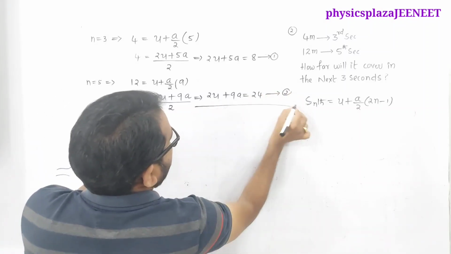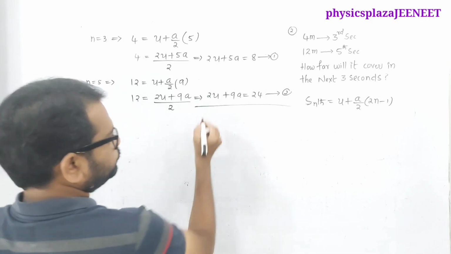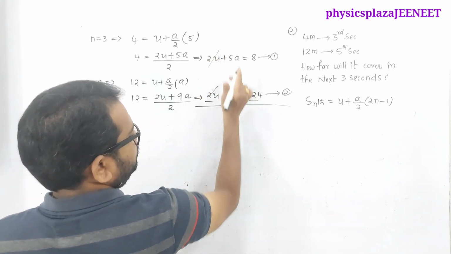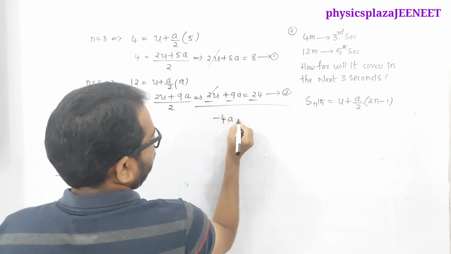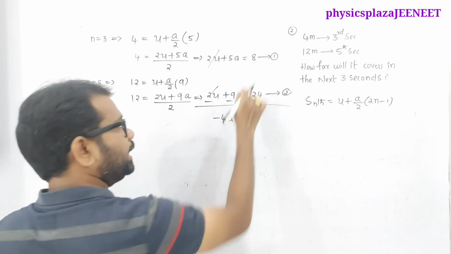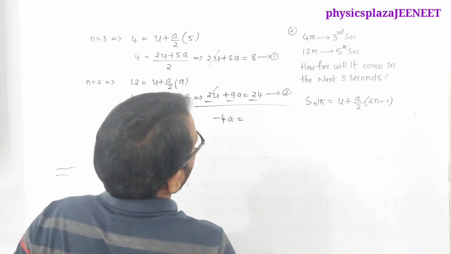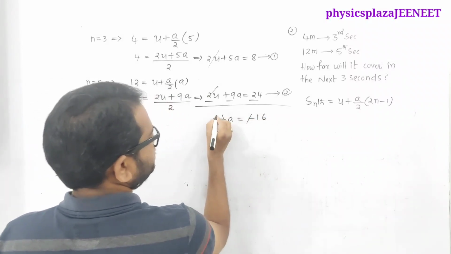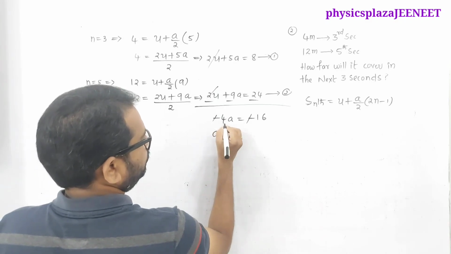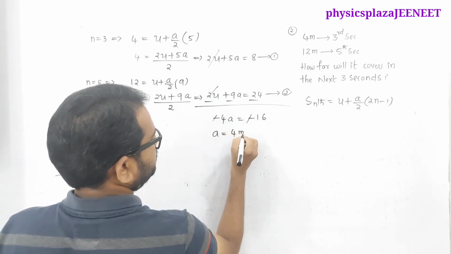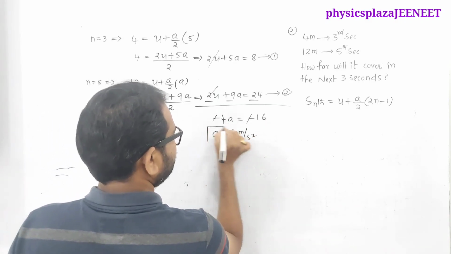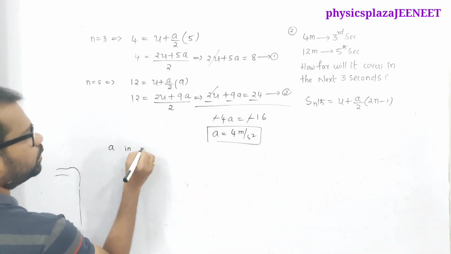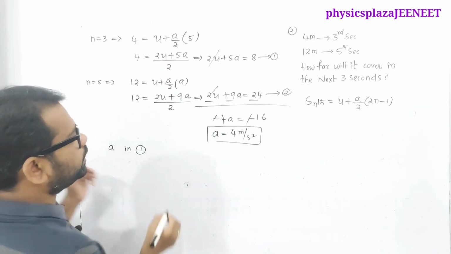So let us solve these two equations. Minus 2u cancels, minus 9a plus 5a is minus 4a, minus 24 plus 8 is how much, children? It is minus 16. So minus cancels, a is equal to 16 by 4, 4 meter per second square. So this is the acceleration which we got. Now substitute this a value in equation 1. You can substitute in equation 2 also, you will get the same thing.